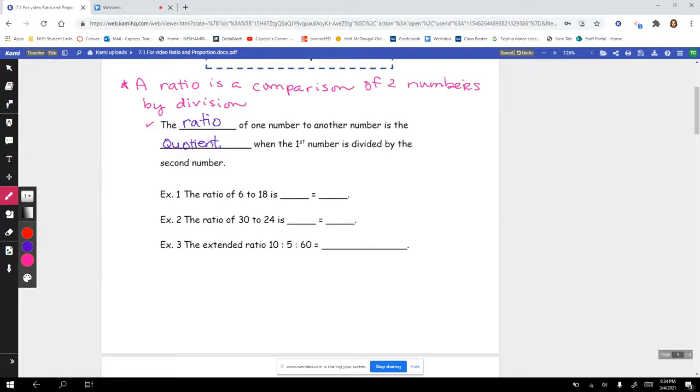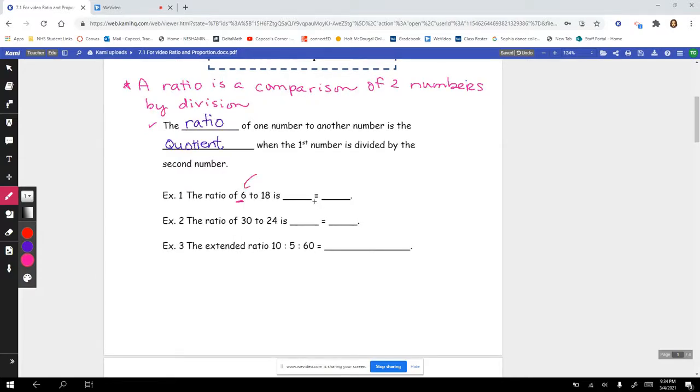If we have the ratio of 6 to 18, first of all, this number is going to be your numerator, and the second number listed is always going to be your denominator. So we'll put them as 6 over 18. And again, whenever you do a ratio, you always want to see if you can simplify it. So we'll put that as equal to 1/3. Sometimes you'll see that written also as 1:3. Either way is okay.